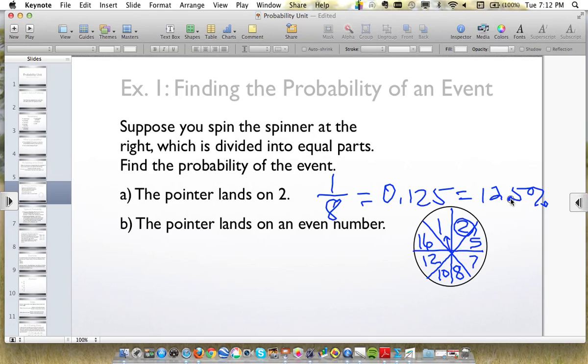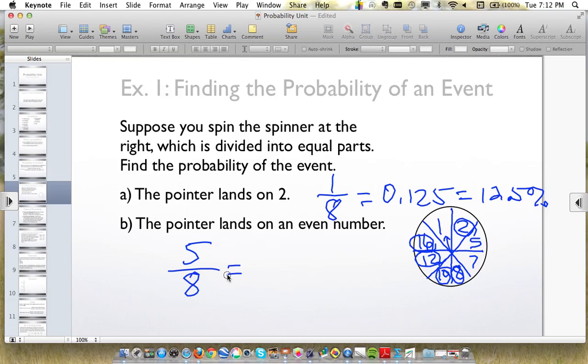All right, the pointer lands on an even number. So we're looking at our choices. 2 is an even number, 8's an even number, 10's an even number, 12's an even number, and 16 is an even number. So that means there are 5 favorable outcomes. There are 5 even numbers out of the total of 8 possible choices.